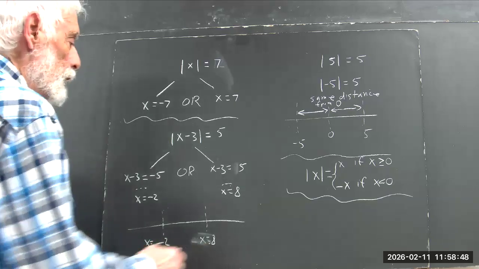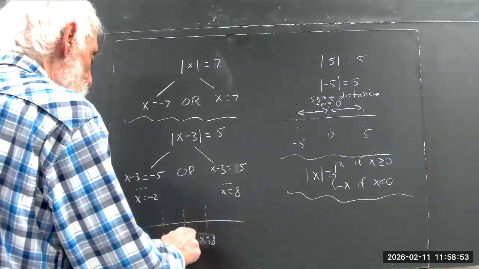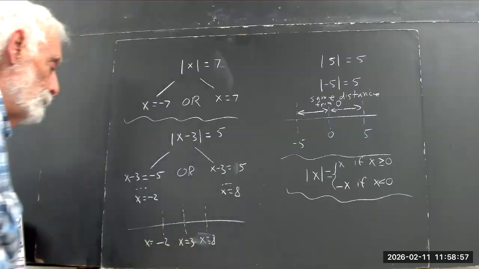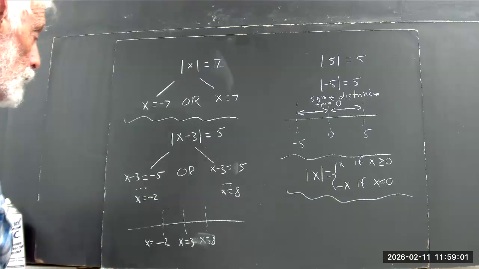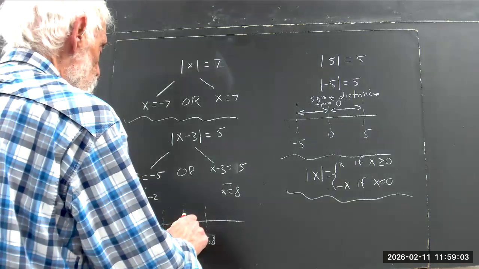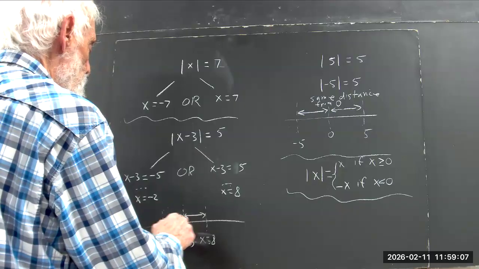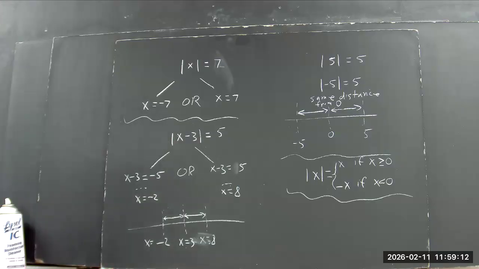Well, if I had negative 2 and 8, I get 6. Divide by 2, I get 3. Okay? Now, how far is it between 3 and 8? And how far is it between negative 2 and 8? 5 each way. Okay?